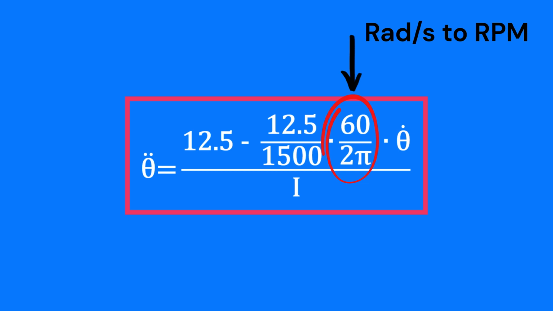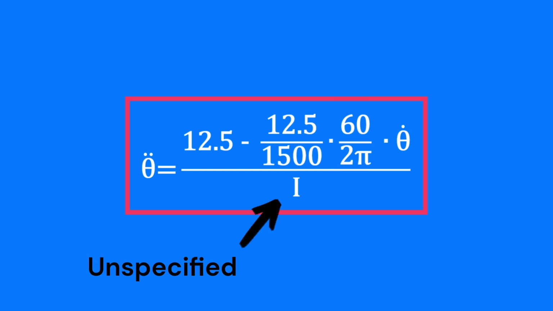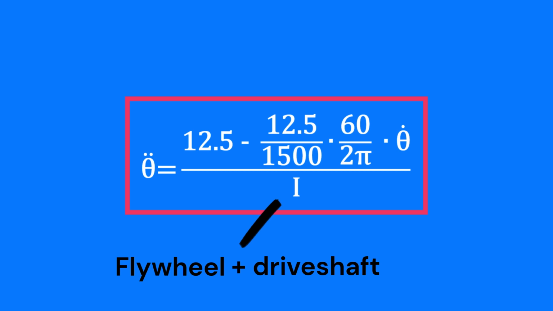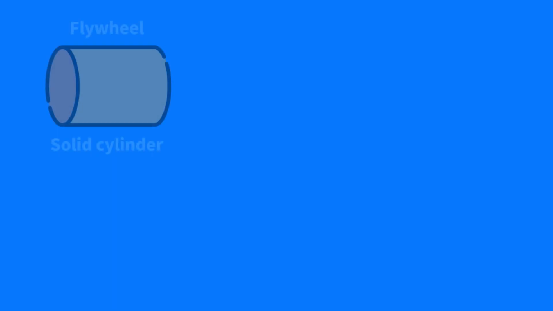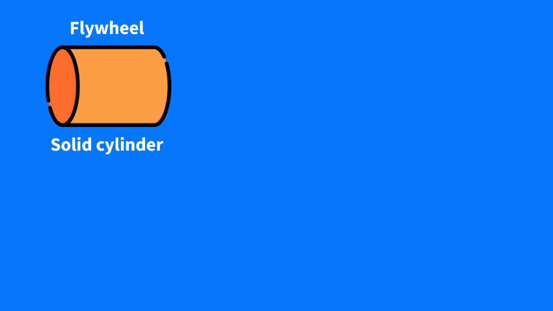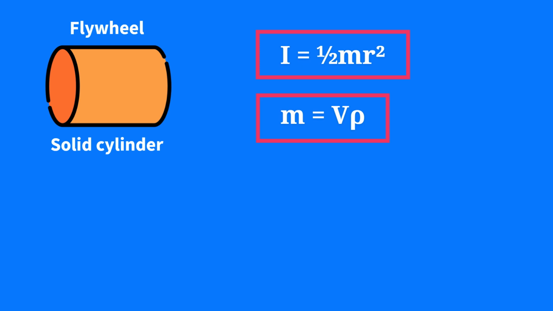The only variable that is not yet specified in the differential equation is the mass moment of inertia. This is the total mass moment of inertia that the torque of the motor has to accelerate, which includes the flywheel hammer and the drive shaft. In this early design phase, we only consider the mass moment of inertia of the flywheel hammer and neglect the drive shaft. For now we assume the flywheel to be a solid cylinder, so the mass moment of inertia is equal to 1/2 times the mass of the flywheel times the radius squared. The mass of the flywheel is calculated by multiplying the volume with the density of the material.